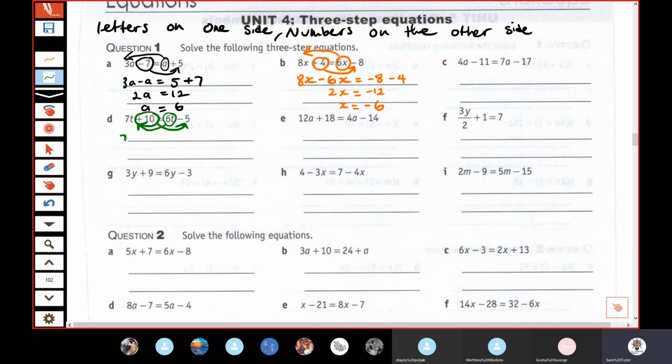7t take away 6t. Be careful, it's not always take away, it just depends on what's in front of it. Right now there's a positive, so I'm subtracting. This is minus 5, and then I'm bringing this one to the right, so it's going to be the opposite of plus 10, which is minus 10. And then 7 take away 6 is just 1, and then minus 15. That's, I think, what you were trying to say. Minus 5 minus 10 is negative 15. Like that. So minus 5 minus 10.